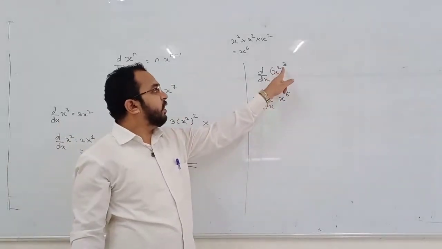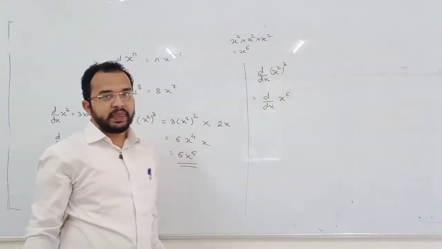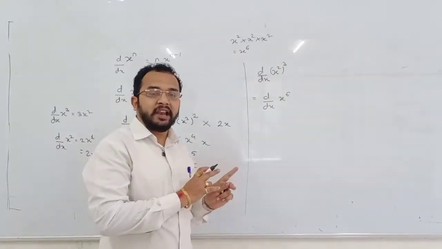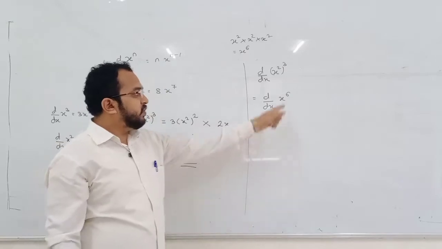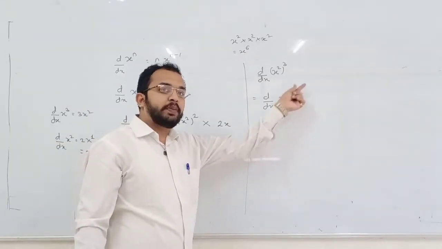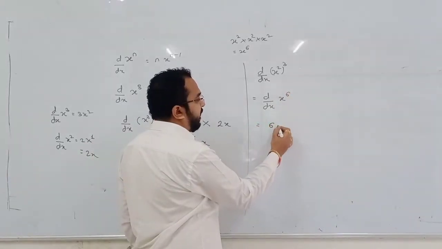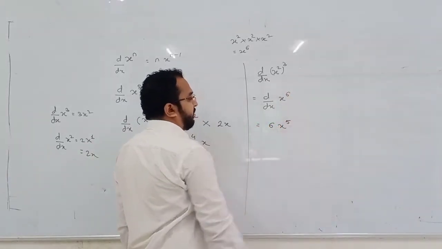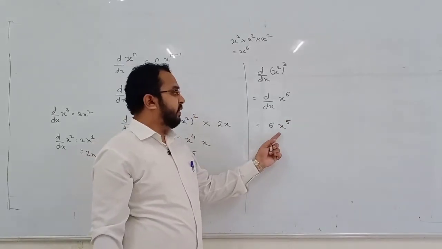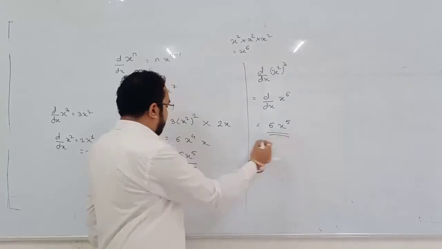Or directly we can say here 2 into 3, 2 threes are 6. I have not differentiated yet. Now differentiate directly. Now here there is only x, and the power of x is 6. In direct differentiation we can take the power in the numerator and reduce the power by 1. So it will be 6x to the power 5. Check this.